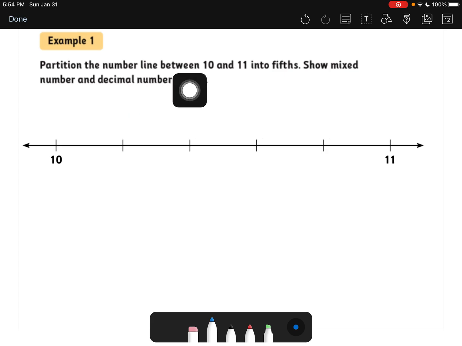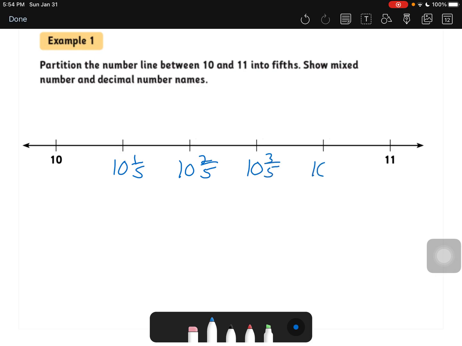Okay, this one says partition the number line between 10 and 11 into fifths, and then show mixed numbers and decimal number names. So this is in fifths, so this is going to be 10 1/5, 10 2/5, 10 3/5, 10 4/5, and then 10 5/5. That's your next whole number, which is 11. Okay, now the decimal versions of these. I'm just going to write these down. We'll talk about them later.